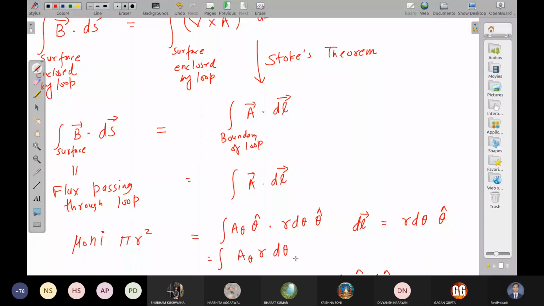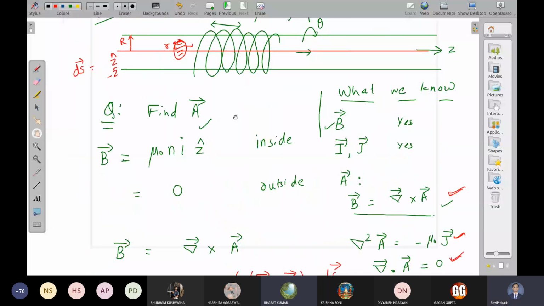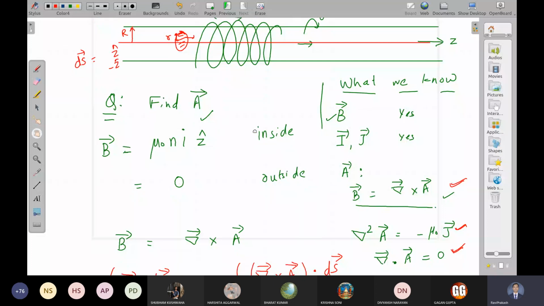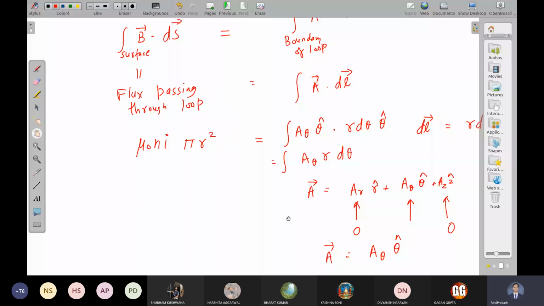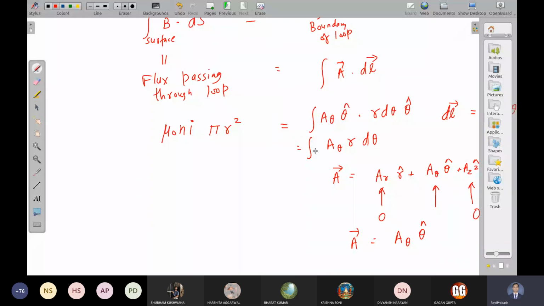Integral is on theta, right? So as I change theta, my r is not going to change. Is my vector potential going to change at different points? इस लूप के वेरियस पॉइंट्स पे क्या वेक्टर पोटेंशियल चेंज होगा? No, sir. If you see the symmetry, it is same at all the points. I can give you even stronger argument, but here it is quite common that A theta is not going to change. So I can take A theta out, I can take r out. What is the boundary integral of theta? Theta is going from 0 to 2 pi, right?